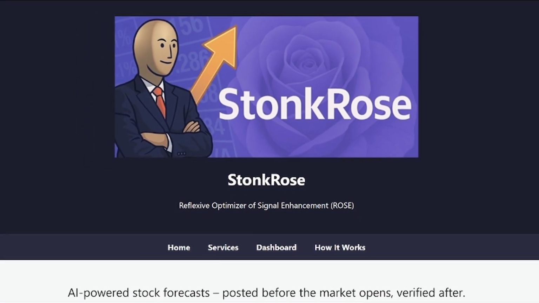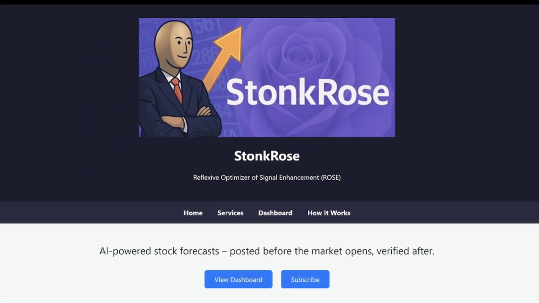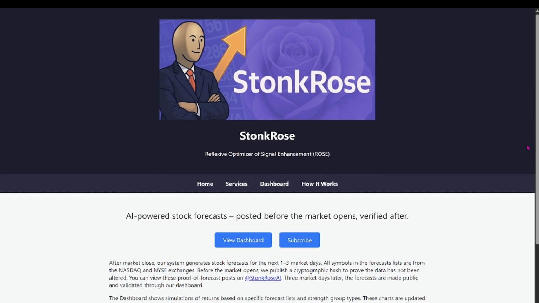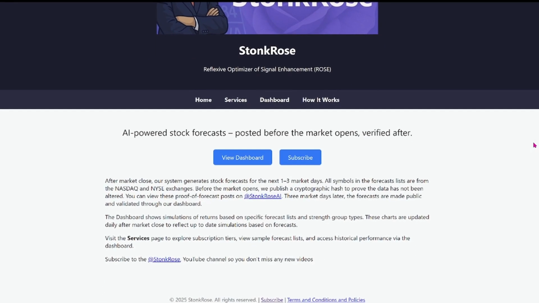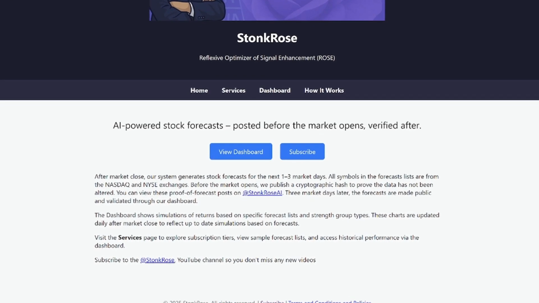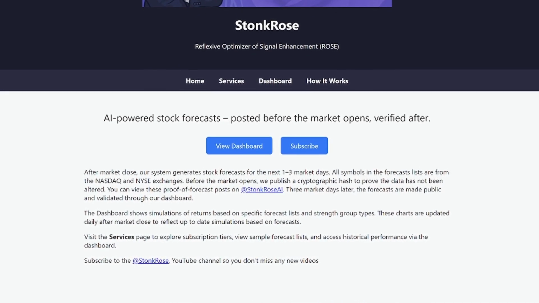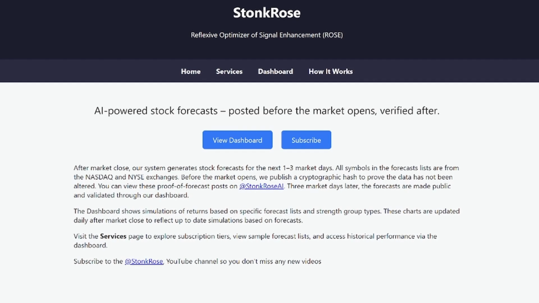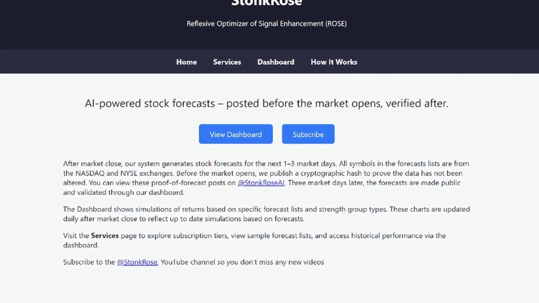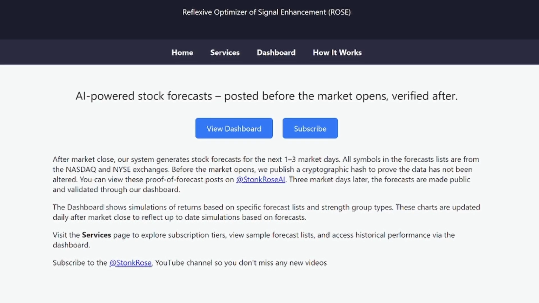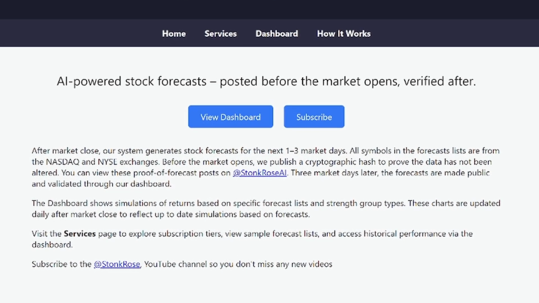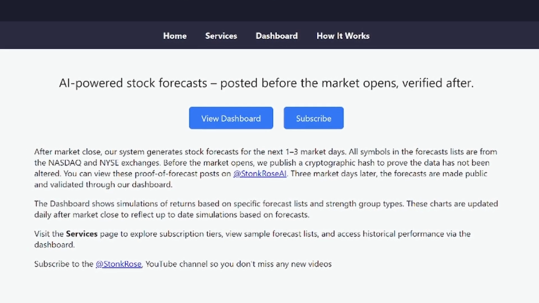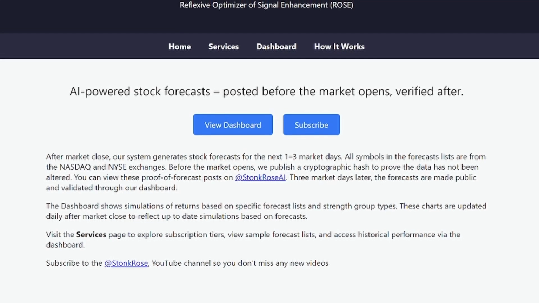Every day after market close, our system generates forecasts for the next 1 to 3 trading days. These are stocks from the New York Stock Exchange and the Nasdaq Stock Exchange that are forecasted to increase during these time periods. Before market opens, we send out an email with these forecasts along with a post on Twitter of our cryptographic hash for the forecast file.